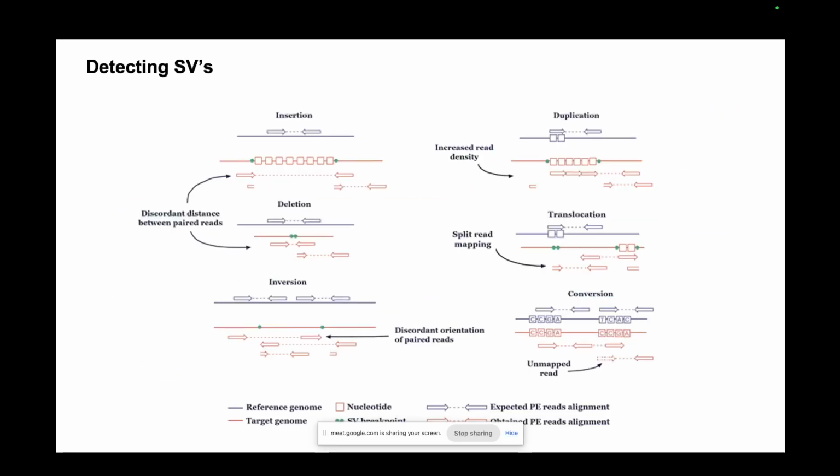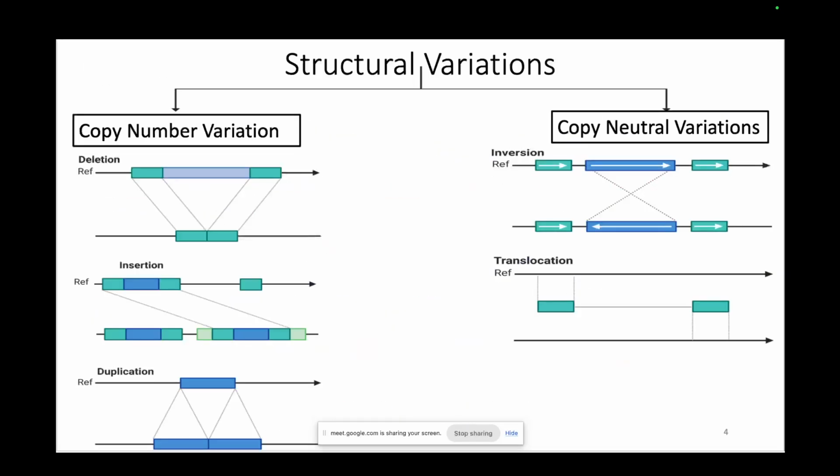Those were single nucleotide variants. Now you can also have structural variants: big chunks of the DNA that have been removed, or big chunks of the DNA that have been inserted or inverted, and things like that.